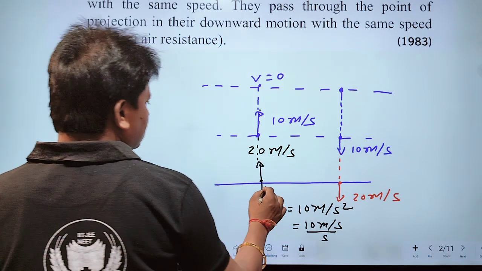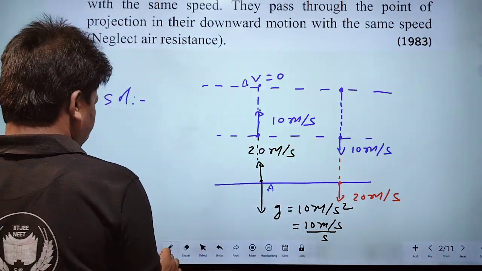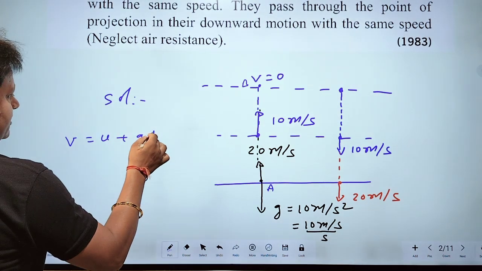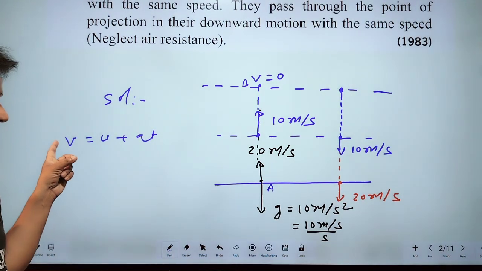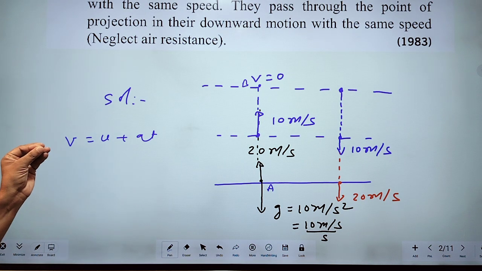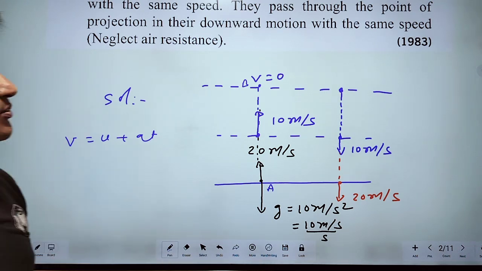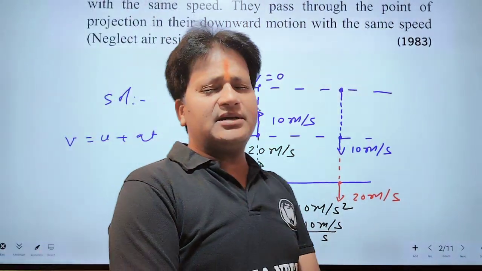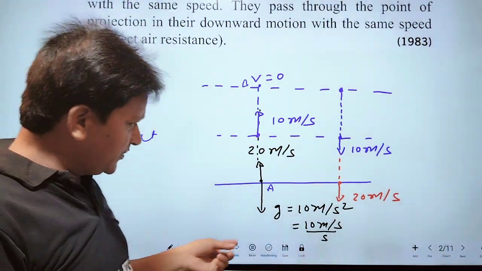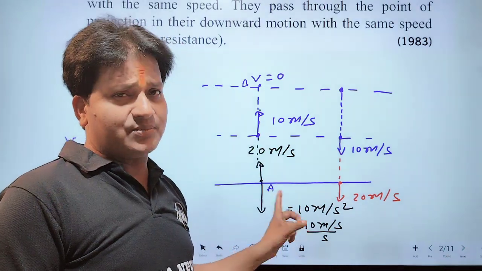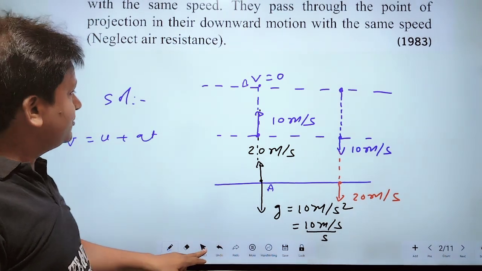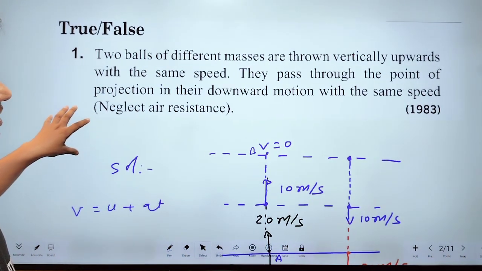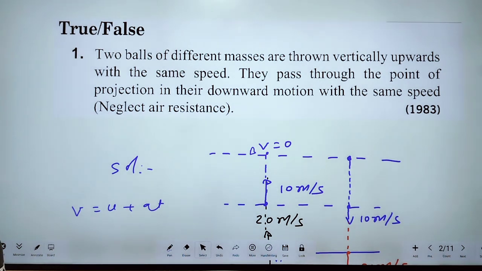If we consider motion from A to B, then we can apply equations of motion, v is equal to u plus at. Here this motion is independent of mass. This equation is independent of mass. Therefore, I can say that the velocity of the particle does not depend on mass. It only depends on acceleration, not mass. Therefore, in the same horizontal level, upward velocity will be equal to downward velocity.